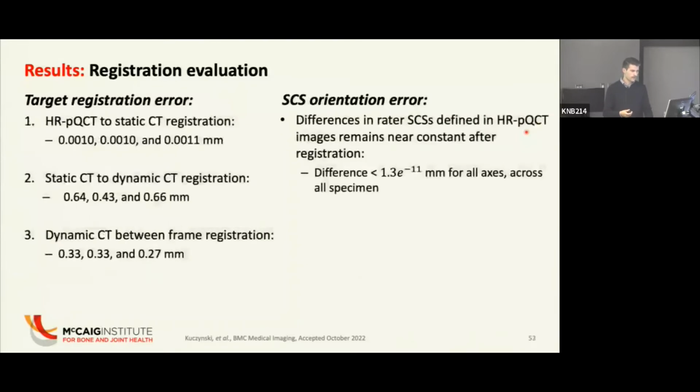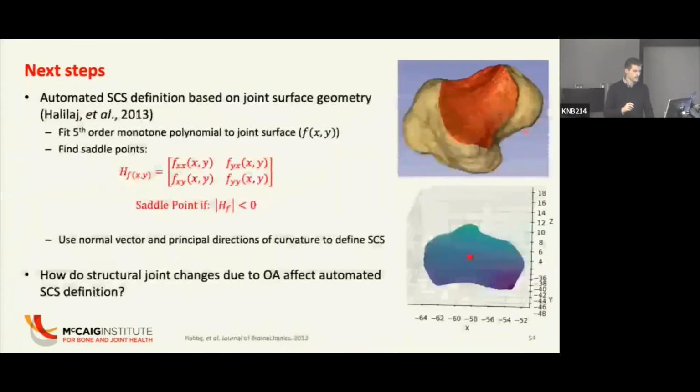And for our registration evaluation, we found the target registration error was at or below voxel level for each set of our image registrations. And our segment coordinate system orientation error was less than 1.3 to the negative 11 across all specimens, so very small. This is giving us confidence that the errors we're seeing are actually due to the differences between raters rather than our image processing.